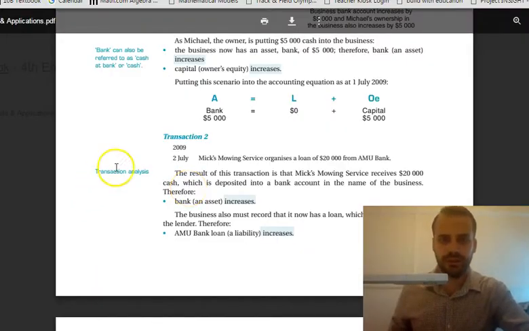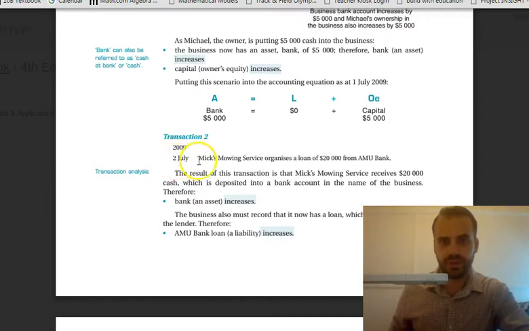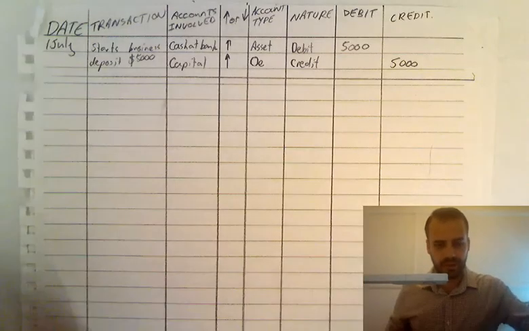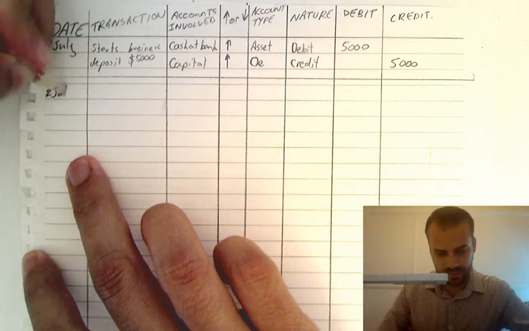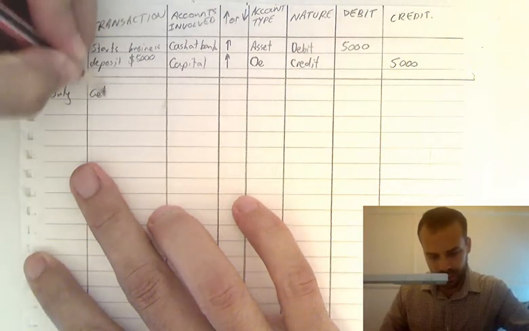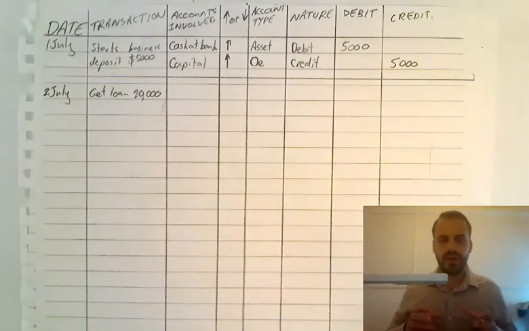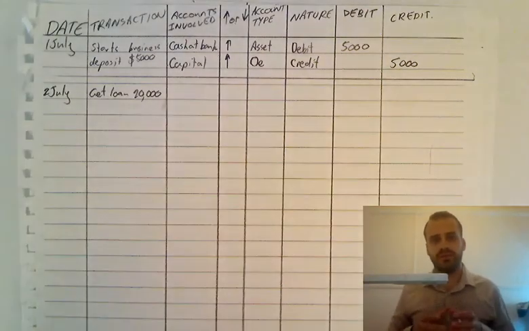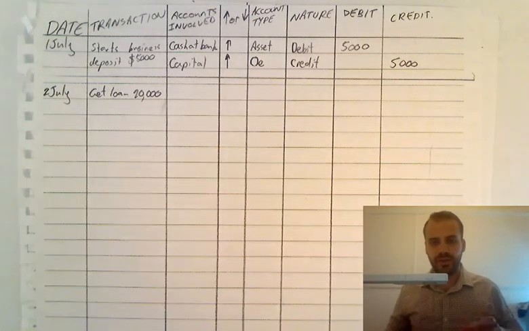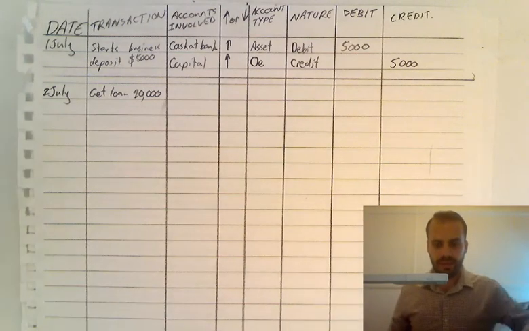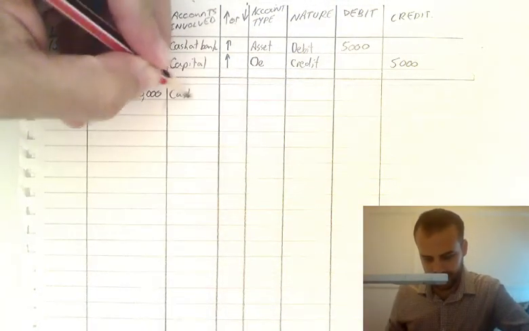Okay, so quickly, we're looking at transaction two. On the 2nd of July, Mixed Mowing Service organises a loan of $20,000 from AMU Bank. So they're going to get a loan. Okay, so it's happening on the 2nd of July. Get loan of $20,000. Okay, and again, we need to think about the accounts involved when you get a loan. Now, when you borrow money from a bank, your cash at bank is going to go up. Yesterday you had $5,000, now you've been lent $20,000. So cash at bank is one.